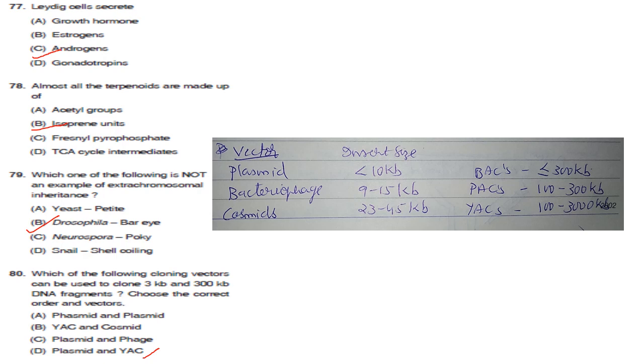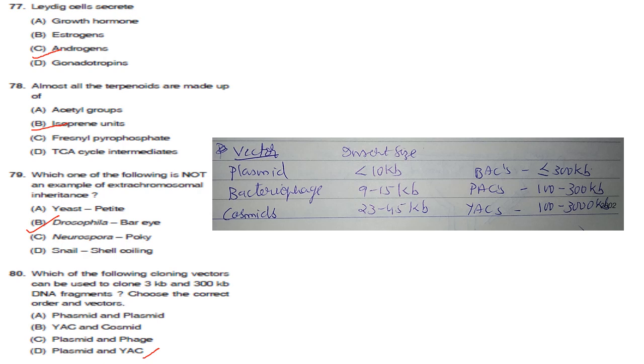So yeast petite. Extrachromosomal inheritance means the DNA is present in the cytoplasm and not in the nucleus. So it is the DNA present in chloroplast or mitochondria, and they do not follow the Mendelian pattern of inheritance, and these are known as extrachromosomal inheritance. So they are asking which one of the following is not an example of extrachromosomal inheritance. So yeast petite, yes, it is an example. Drosophila bar, it is not an example of extrachromosomal inheritance.